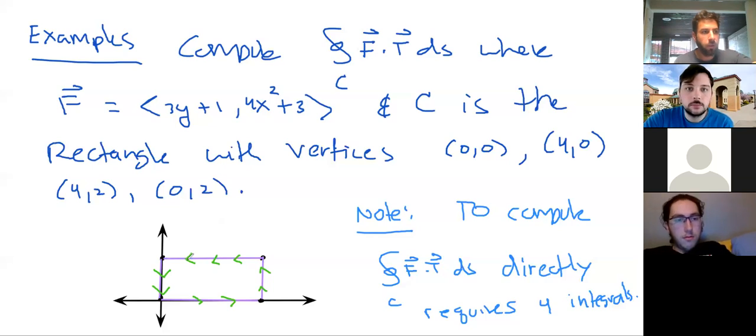Okay, so this creature would require 4 integrals. Not that they're necessarily hard, but that's a pain to do 4 integrals. You'd have to parameterize all 4 of those lines. It ain't the end of the world, but it's still a pain. So what we're going to do instead is we're going to use Green's theorem.